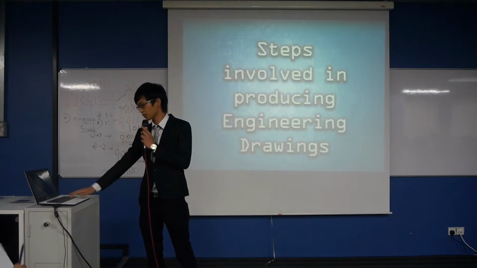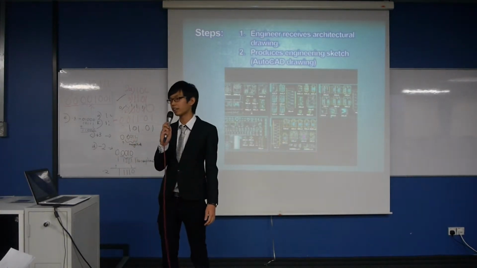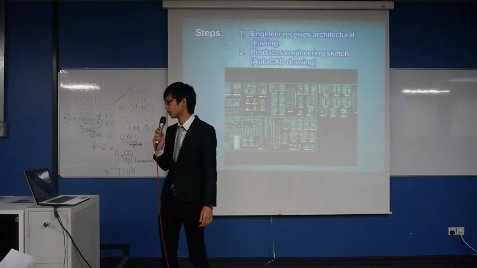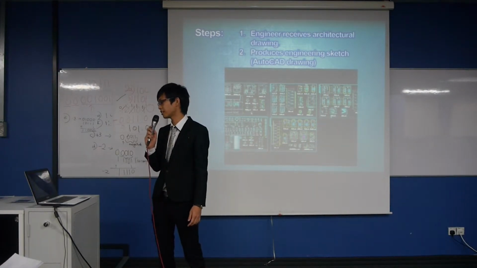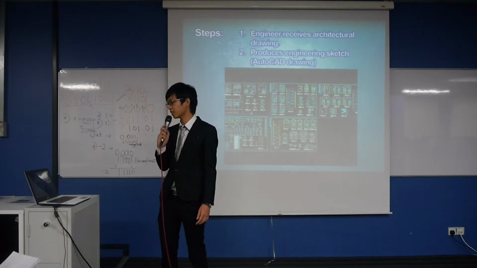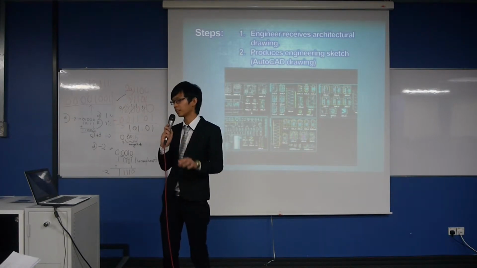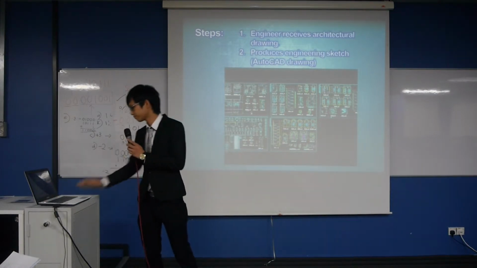Moving on, the steps. The engineer will receive an architectural drawing from the architect as a reference. After that, he will produce an engineering sketch using AutoCAD. The draftsman assists engineers in drawing the engineering drawings, but the engineers will make the final decisions.